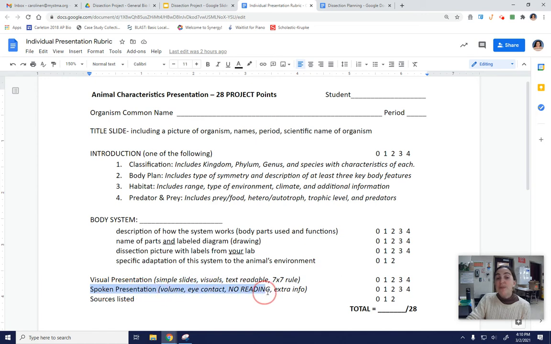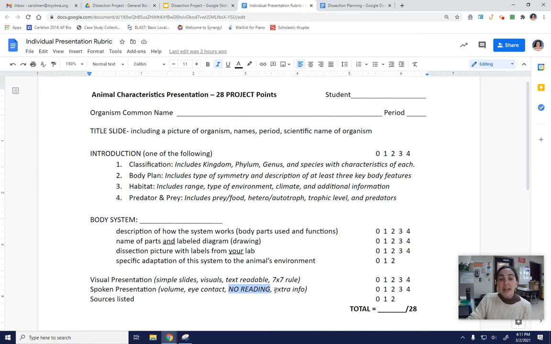You also get some points for your spoken presentation, for having appropriate volume and making eye contact with the audience. Probably the most important part is make sure you are not just reading your slides to us. You're the expert on this animal, so make sure that you're really telling us everything that you've learned and explaining the pictures and the diagrams and what you saw and how it all works together.